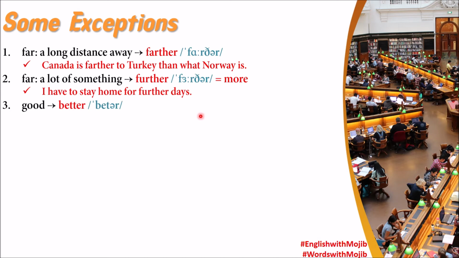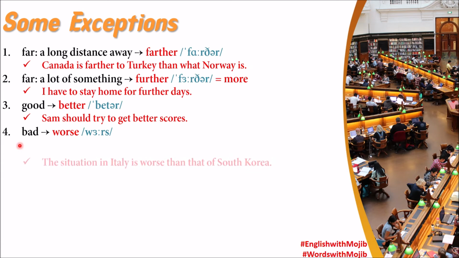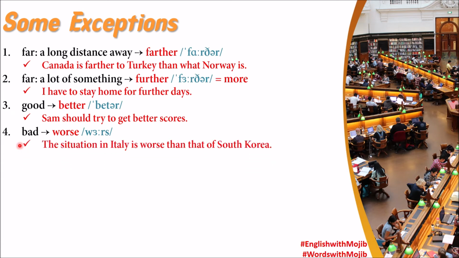Number 3, good. Another exception. Good will be better. For example, Sam should try to get better scores. Number 4 is the opposite of good. Bad. Bad would be worse. Worse. The situation in Italy is worse than that of South Korea. For example, we're talking about coronavirus, and we say that the situation in Italy is worse than that of South Korea. Worse.